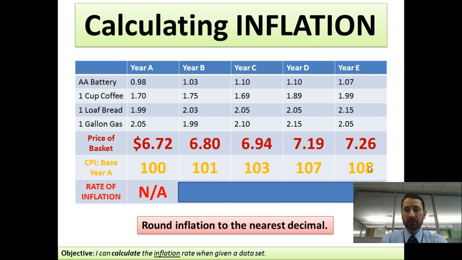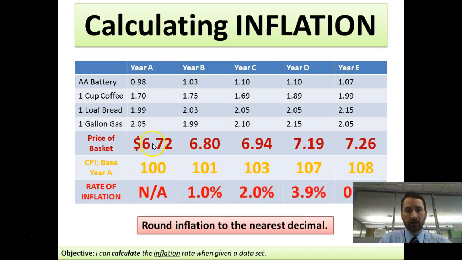And so go back to the exercises that you just did. Calculate the inflation rate using year A as your base year. Calculate for B, C, D, and E. Round to the nearest decimal. Alright, let's see how you did.